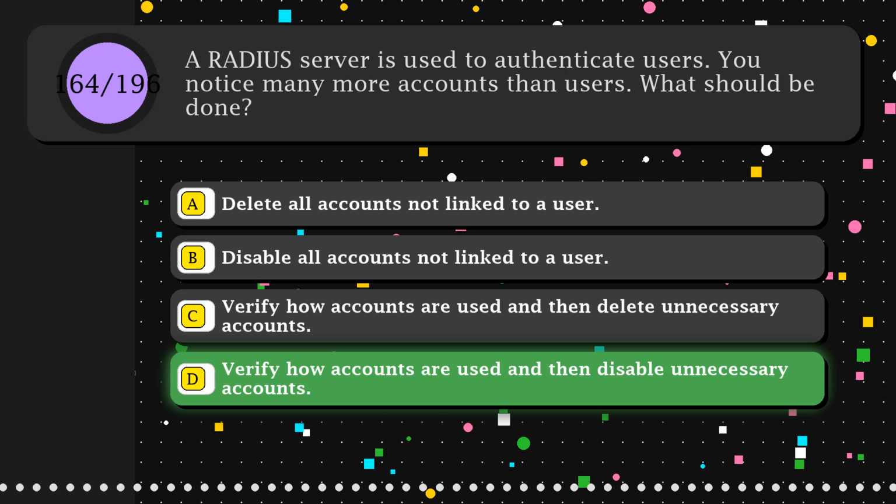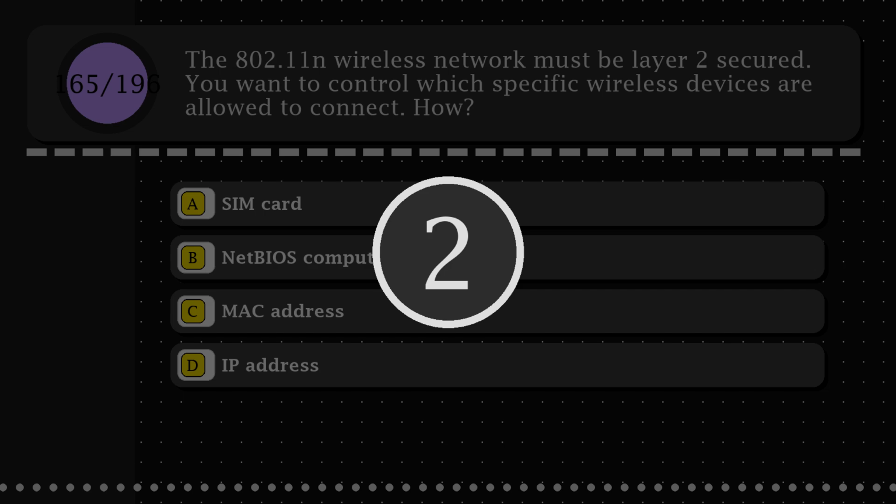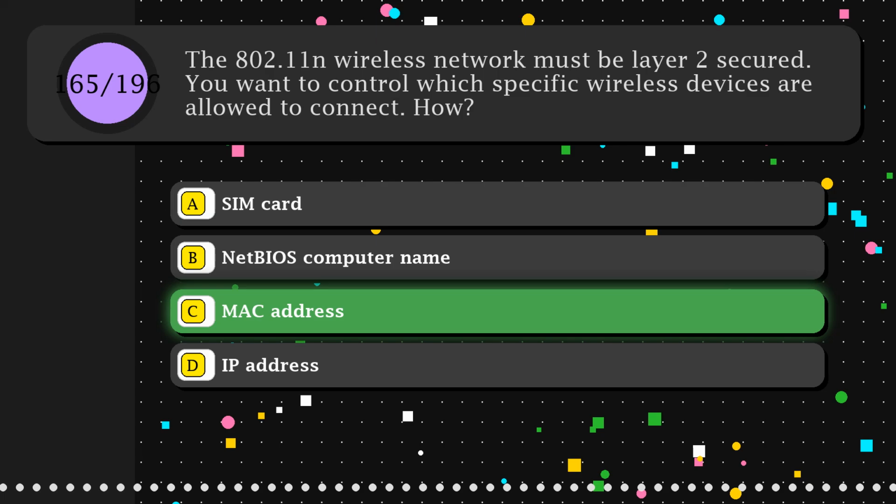The correct answer is option D. Verify how accounts are used and then disable unnecessary accounts. Question 165. The 802.11n wireless network must be layer 2 secured. You want to control which specific wireless devices are allowed to connect. How? Option A. SIM card. Option B. NetBIOS computer name. Option C. MAC address. Option D. IP address. The correct answer is option C, MAC address.